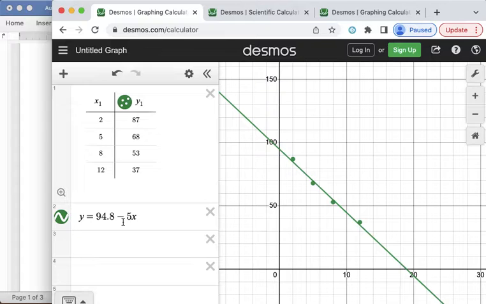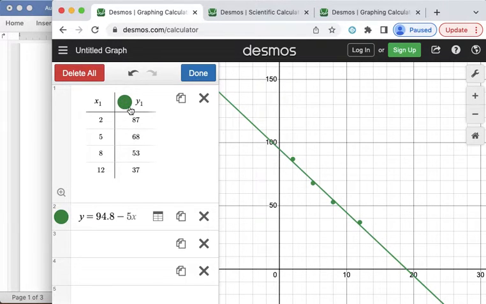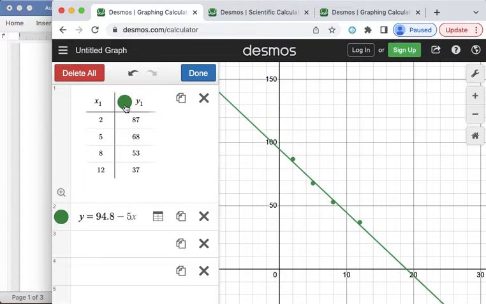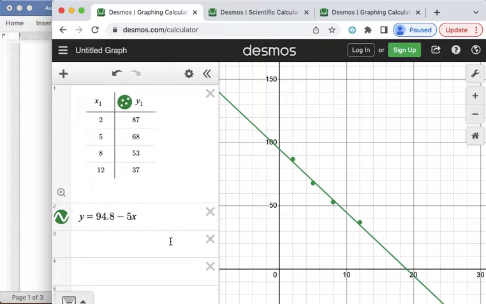I used y and x, and y instead of p. And then if I want to change so that these are the same colors, I click on the wheel, and then I can click on these circles to change the colors of either the points, the line, or both. So this is what the graph should look like.